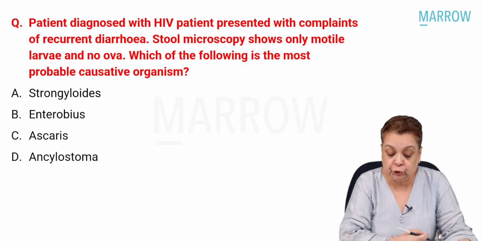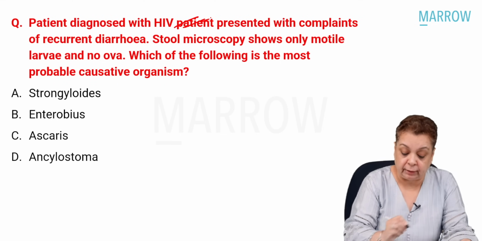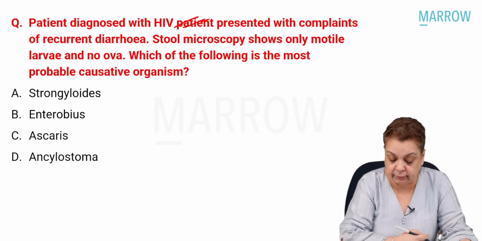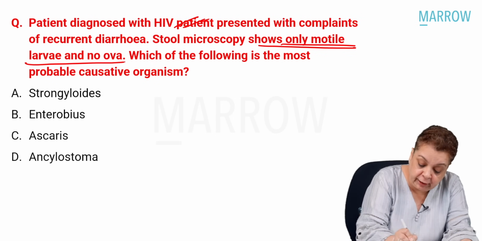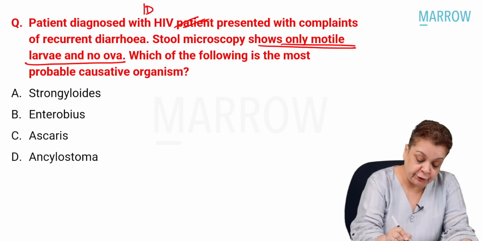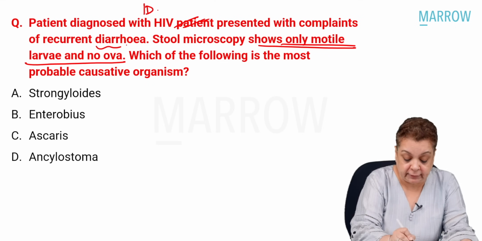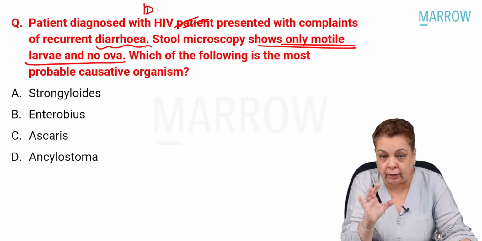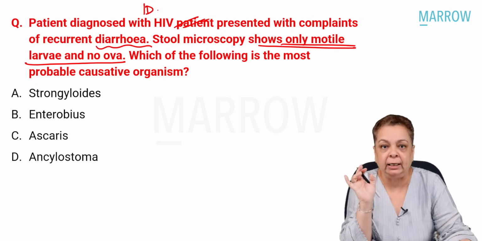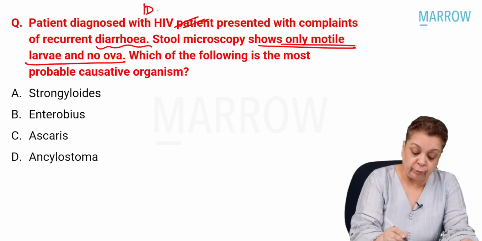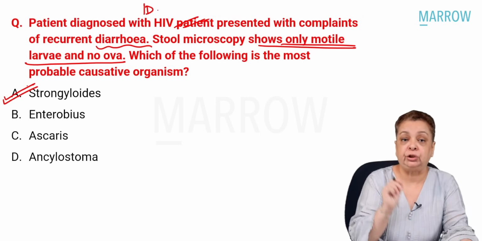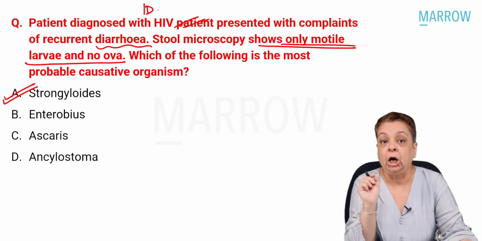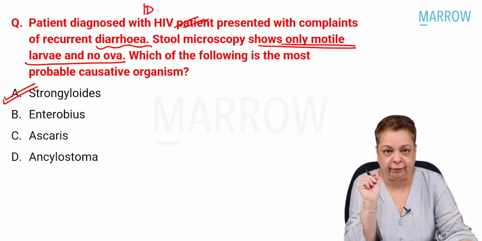A patient diagnosed with HIV presented with complaints of recurrent diarrhea. Stool microscopy shows only motile larvae and no ova. So we have an HIV patient presenting with diarrhea. No ova are seen, but we are seeing something motile, mentioned as larvae. Which of the following is the most probable causative organism? This is definitely Strongyloides, which is famous for causing opportunistic infections in immunodeficient patients like HIV and transplant recipients.